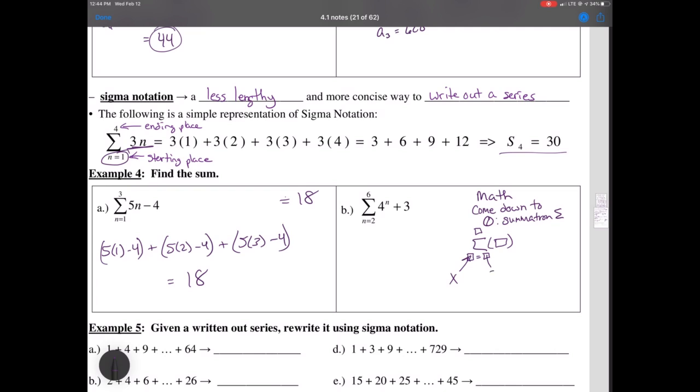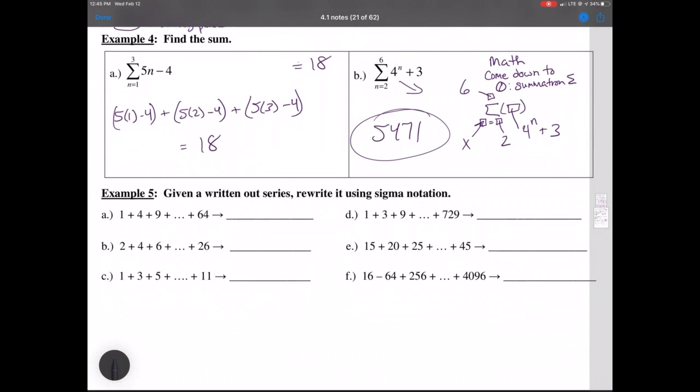Here is your starting number, so that will be 2 for this example. And here you will put 6. Inside this box, you're going to put 4 to the n plus 3. And then you just simply hit enter, and it will give you an answer to this problem. So this one actually equals 5471. So I suggest you use the calculator for those type of problems.